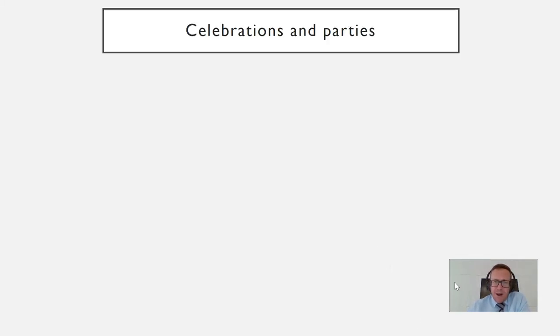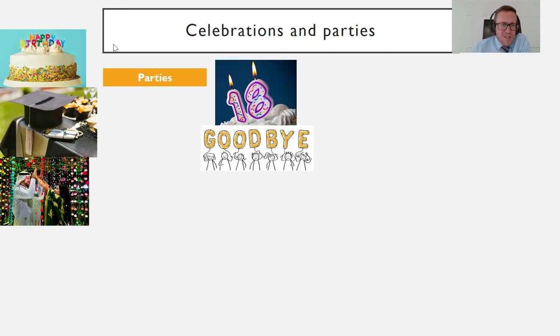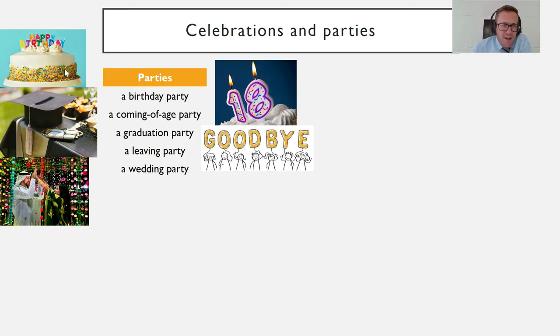So first, the vocabulary of celebrations and parties. There was lots of vocabulary in this section. So first we have parties. I'll put pictures to try and help you to understand them. So we have birthday party, coming of age party over here. Coming of age party is a special age that you might have in your culture. For some cultures, 18 is a special age. A graduation party, so when you finish university or school. A leaving party, when you say goodbye to a place where you've studied or worked. And a wedding party, so when two people get married.